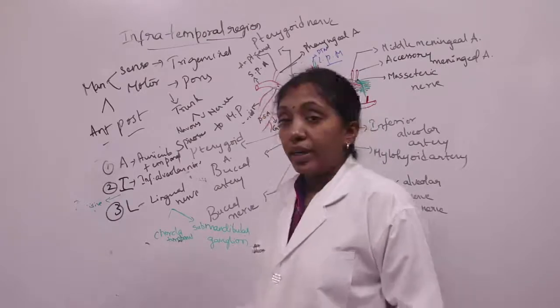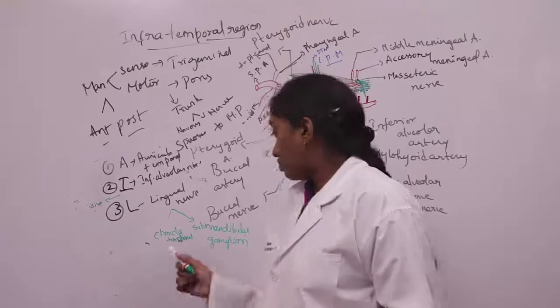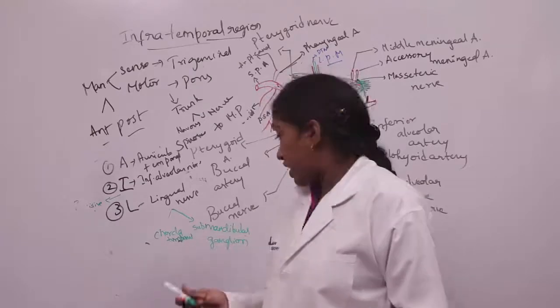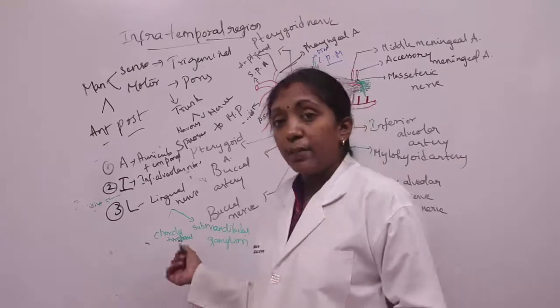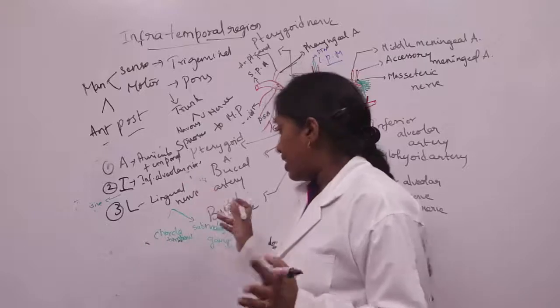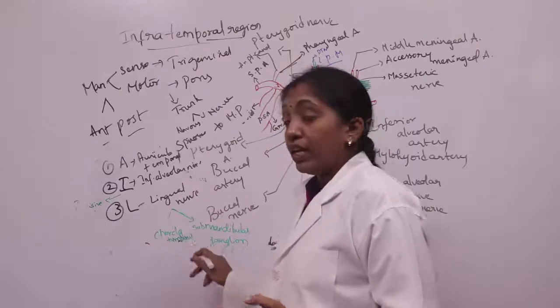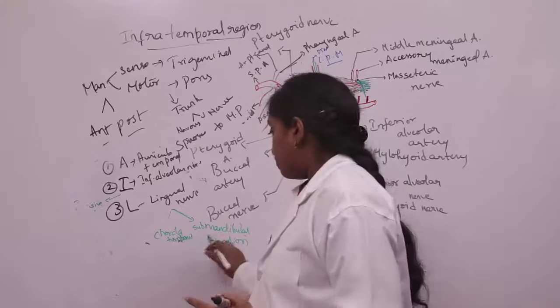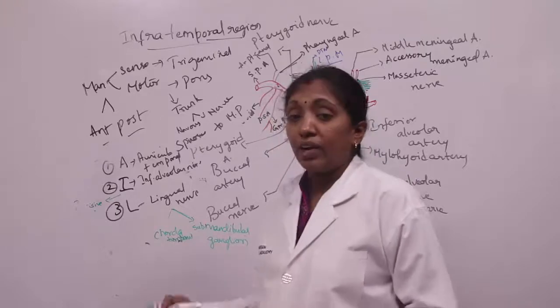The chorda tympani nerve carries the taste sensations of the anterior 2/3 of the tongue, and the submandibular ganglion is suspended from the lingual nerve by 2 roots.